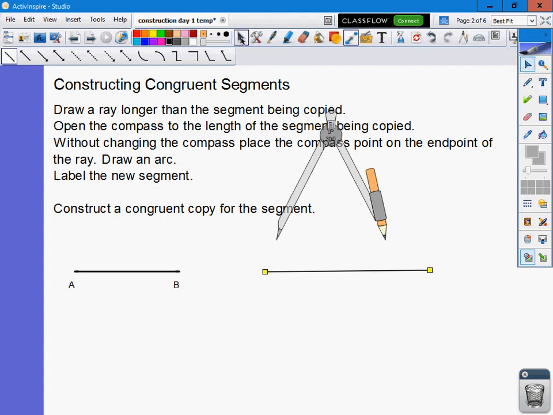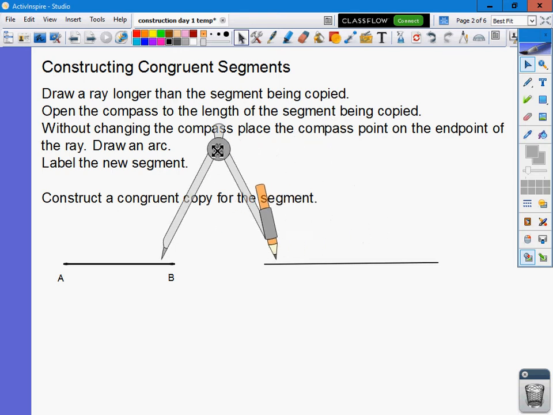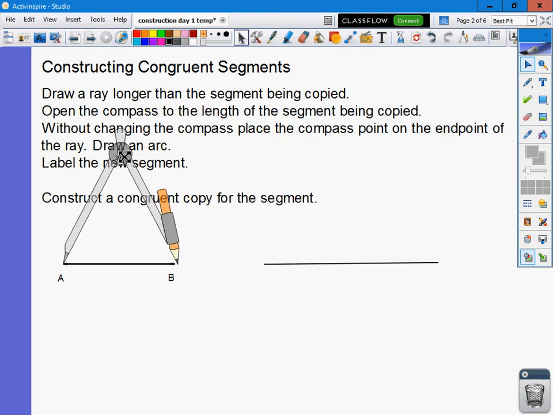The next thing you're going to do is set your compass so that one end is on the end of the segment, and adjust it so that the other end is right there on the other end of that segment. And you can see if I marked it that I'm clearly there on the other end of that segment. Everybody see that?